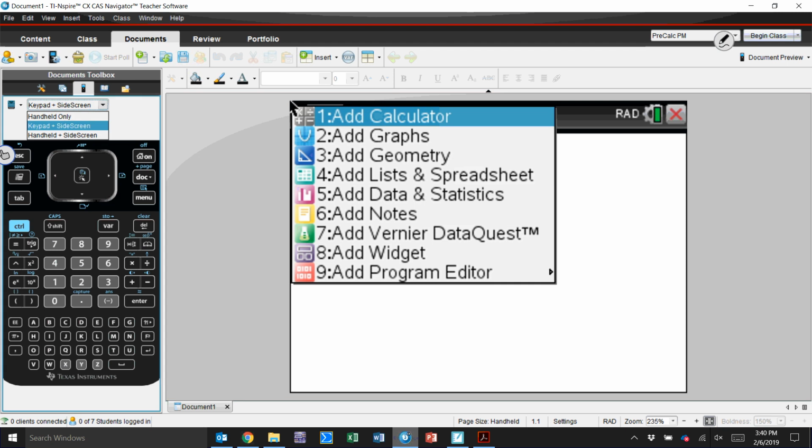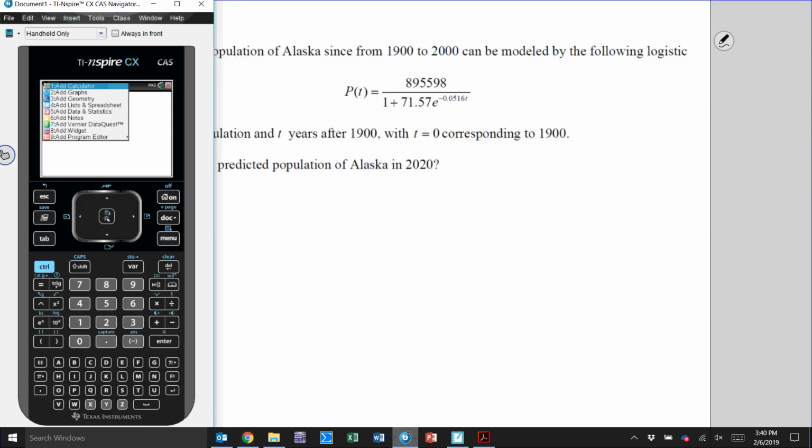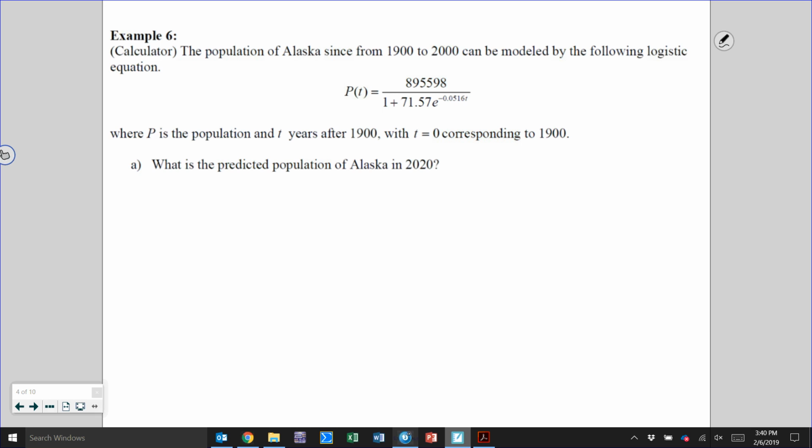Let me get this out of the way for a second. So this is the model that can show the population of Alaska from 1900 to 2000. Over that 100 years, here's the model that shows how the population changed in Alaska over that time. And they tell you, just like any other problem, P is the population, T is the years after 1900, T equals 0 corresponds to 1900.